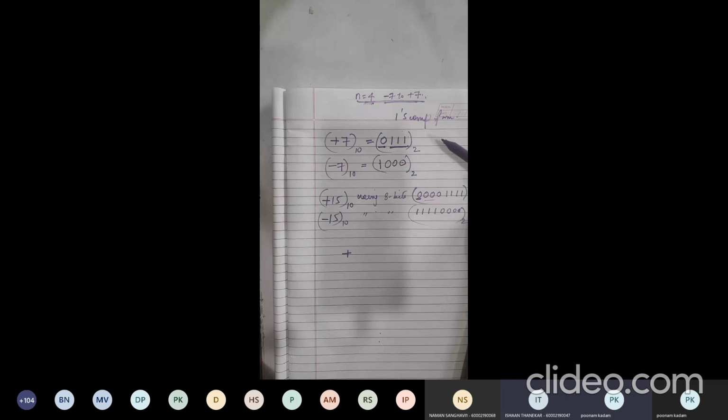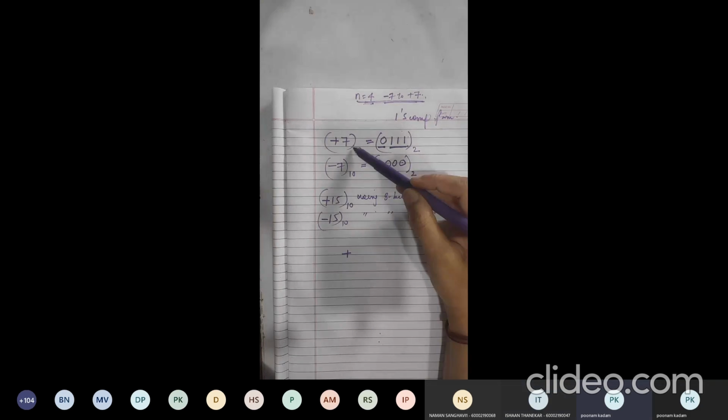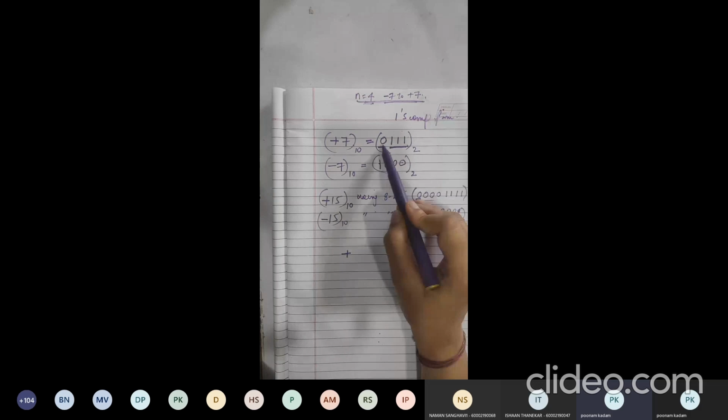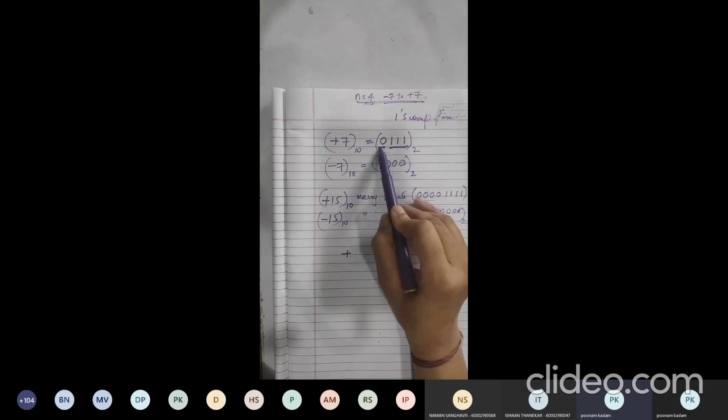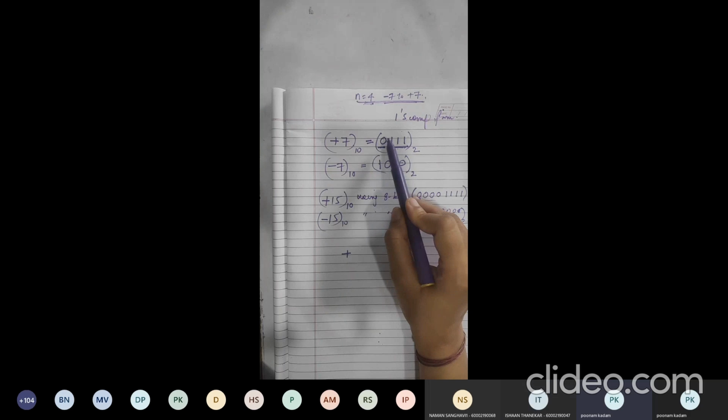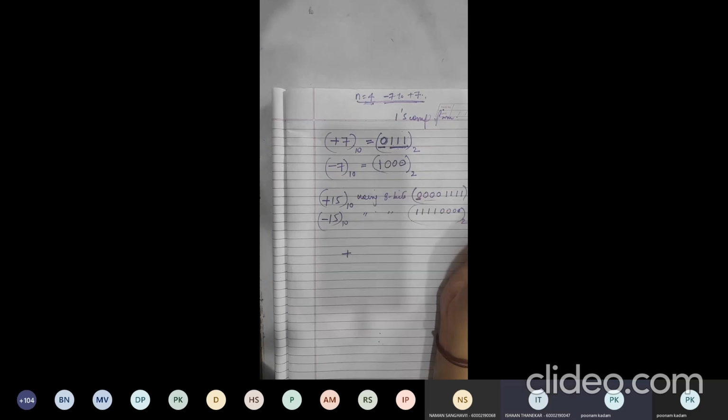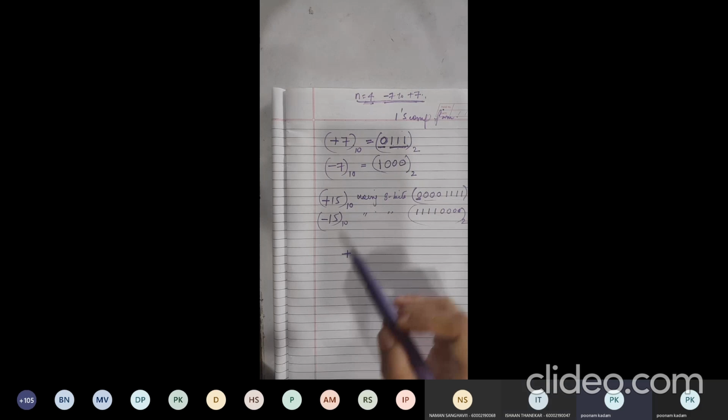No, no, plus 7 in one's complement representation will be the normal 7 only, the binary sequence of 7. 0, 1, 1, 1. Only thing is we require 4 bits. The MSB bit has to be 0. The problem was how to represent negative numbers. Representing positive numbers we already knew, right? Yes, understood, ma'am.